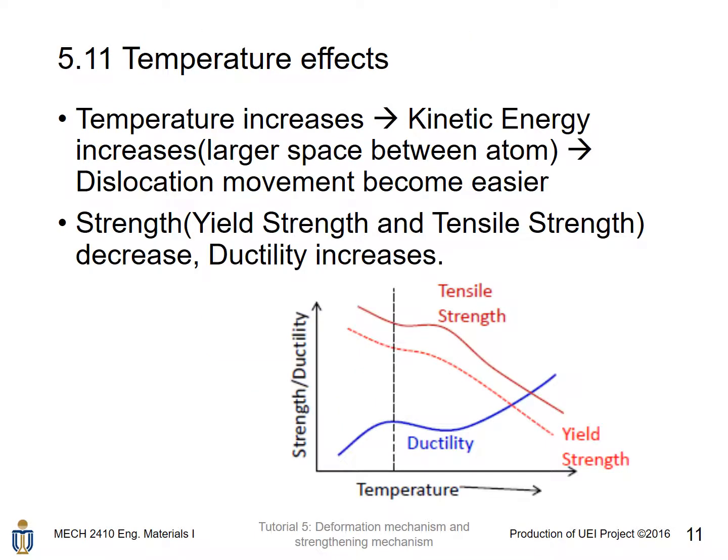Temperature effects. When the temperature of a material increases, the kinetic energy of all the atoms will increase, and that means the space between atoms is larger, and that implies that the dislocation movement will become easier. And that's why the strength at an increased temperature for a material will decrease, and the ductility itself will increase. And here is an example of that picture.